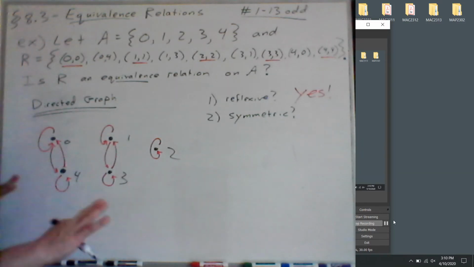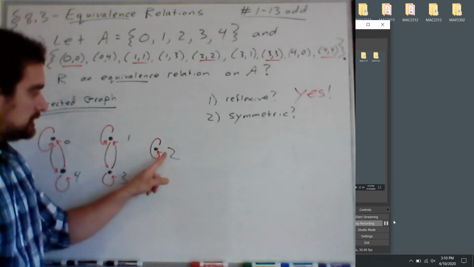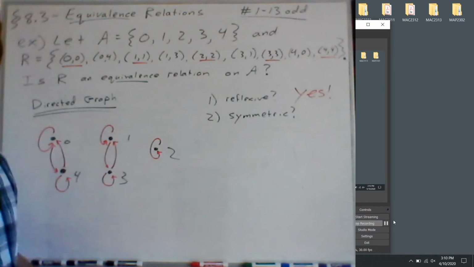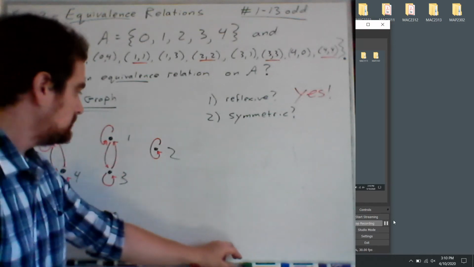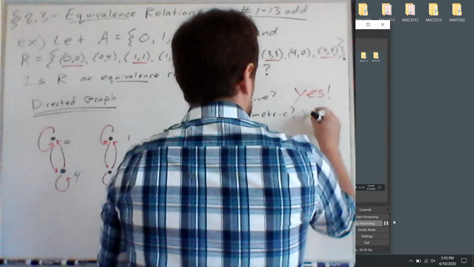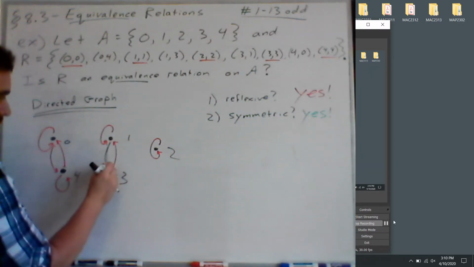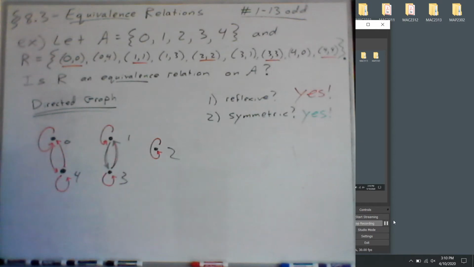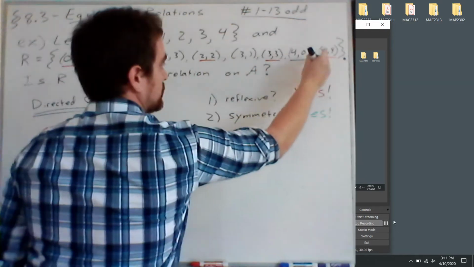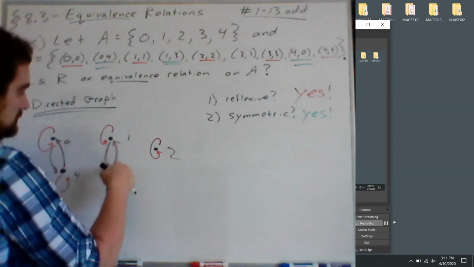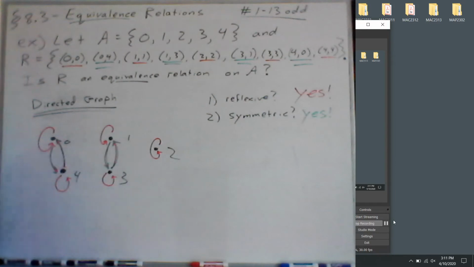Notice I don't care about anything else. I don't care about 1 relates to 2 and 2 relates to 1, because 1 does not relate to 2. There's no reason for 2 to need to relate to 1 either. So yes, this is symmetric, right? Namely because of these two. Since it goes one way, jumping between one element to another, it must jump back. Same thing here. So I need 0, 4 to match with 4, 0, which it does. And I need 1, 3 to match with 3, 1, which it does.